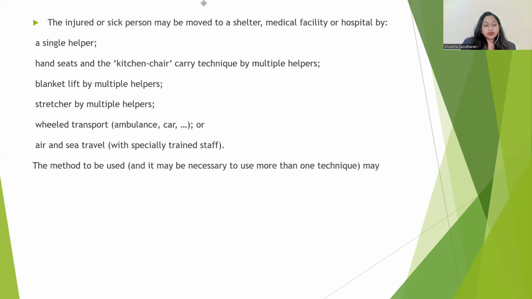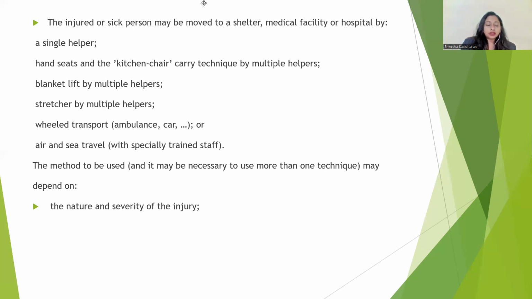It may be necessary to use more than one technique, depending on the situation. If someone is being evacuated, at one point we use one technique and at another point we may have to use another technique to make them reach the facility. The nature and the severity of the injury also matter. In case of a simple injury, we can usually use a very simple method. It also depends upon the person. If they are lightweight, we can use any of the techniques.